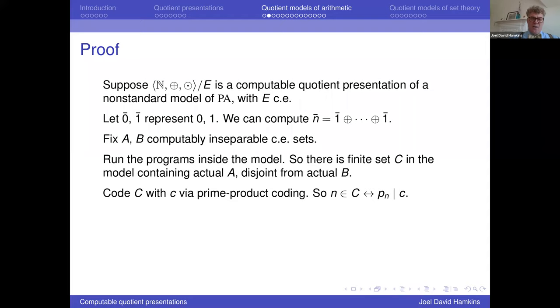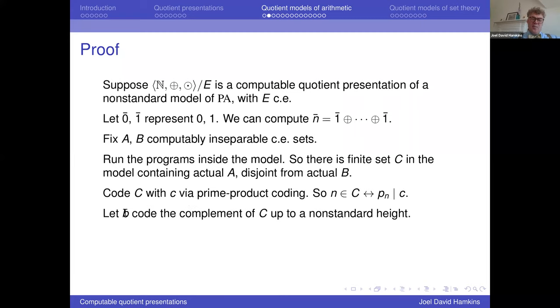Okay, and now, of course, we can code this set C with, say, the prime product coding. So inside the model, it's a definable set. I'm going to multiply all the primes together that are indexed by elements of that set inside the model. So n is in C just in case the nth prime divides C, for example. And now let B similarly code the complement of C. So I'm going to multiply all the other primes together up to that same height.